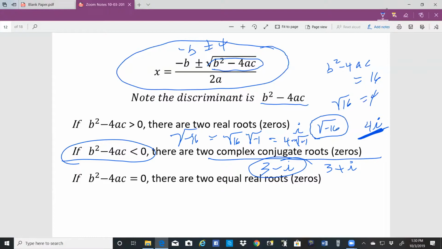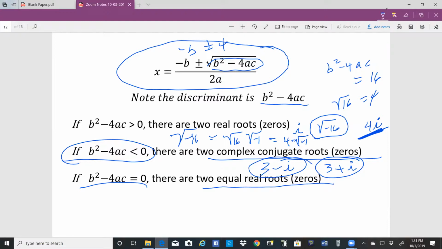Now, to give you a little bit of relief, we're not going to have any complex roots in this course. At least we're not going to deal with complex roots right now. Okay. So all the equations you'll see will have either two real roots that are separate from each other. If b squared minus 4ac equals 0, there are two equal roots.